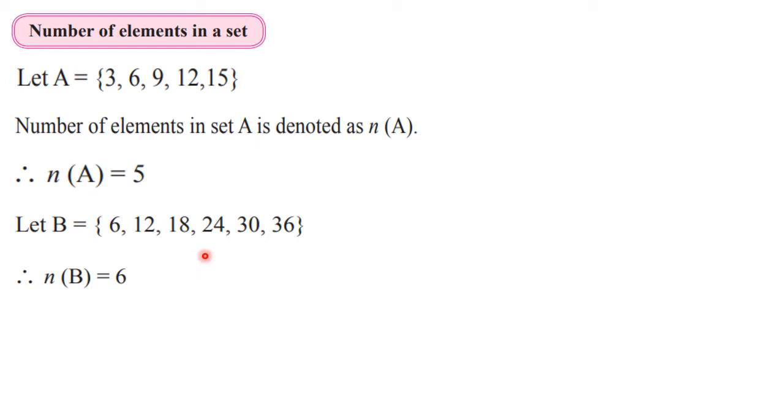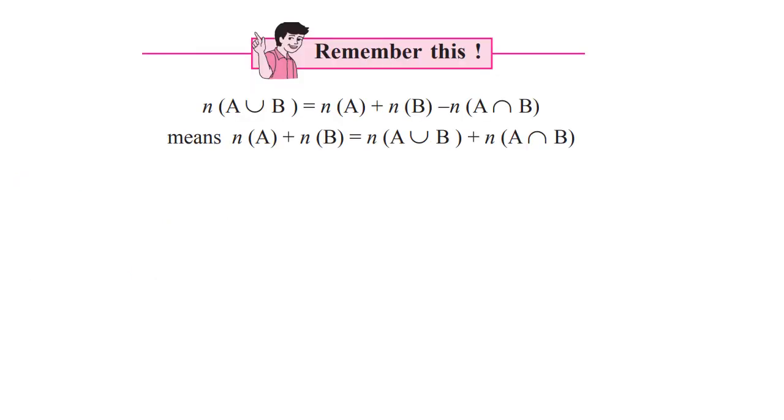Okay. Now here, there is an important formula related to the number of elements in two sets, the number of elements in their intersection and the number of elements in their union. So let's see that formula. The formula is n of A union B is equal to n of A plus n of B minus n of A intersection B.